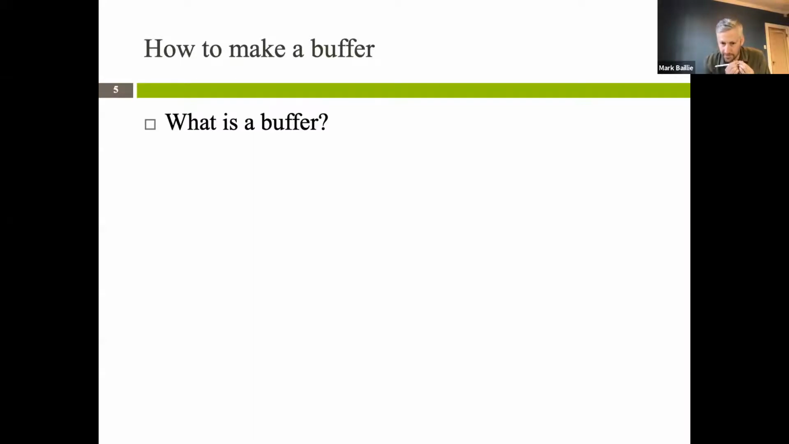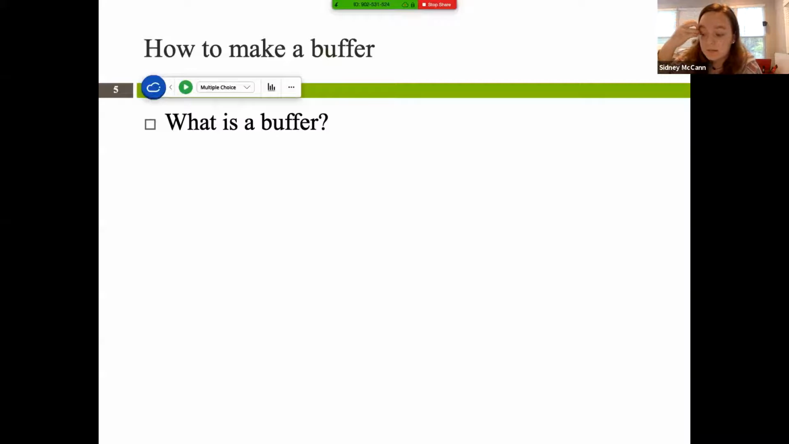So, let's have Sydney McCann. What did your group decide was a real world example of buffering? We didn't really give an example of a real world one. We just kind of had to ponder back and forth what a buffer was. It took us a while. Okay, so you want to talk about the chemistry version or non-chemistry version? I guess just the definition.